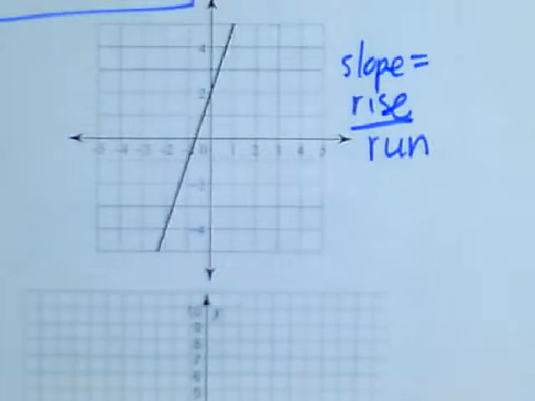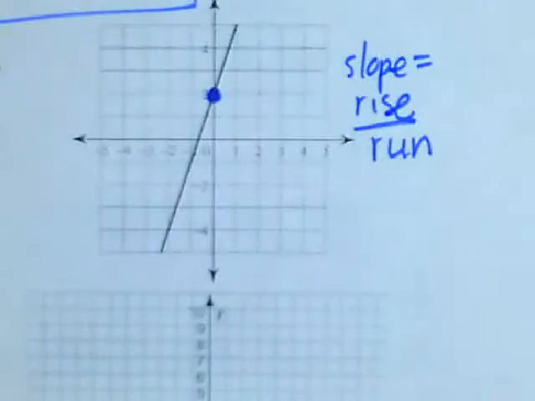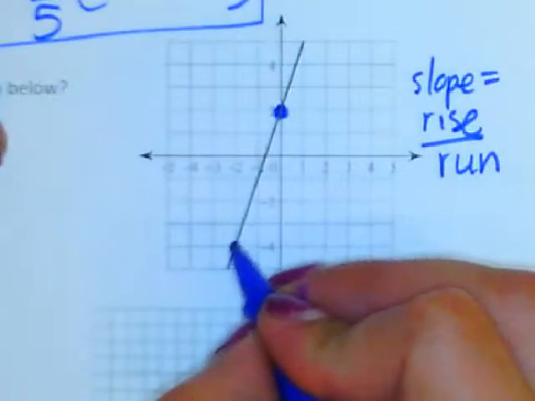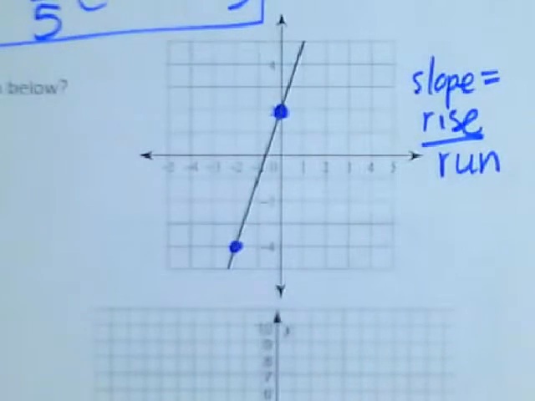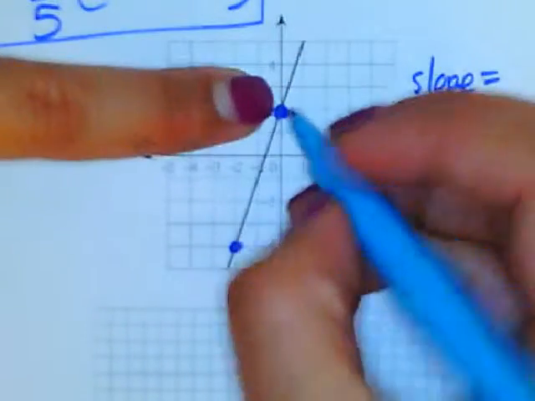Okay, so now I'm going to pick 2 points. That's the first thing I'm going to do. So here's 1 point, and it is very nicely right there in the middle. And then I'm going to pick this other point here. So I'm going to do my rise. I can start at the top or I can start at the bottom. It doesn't matter. So I'm going to start here at the top.